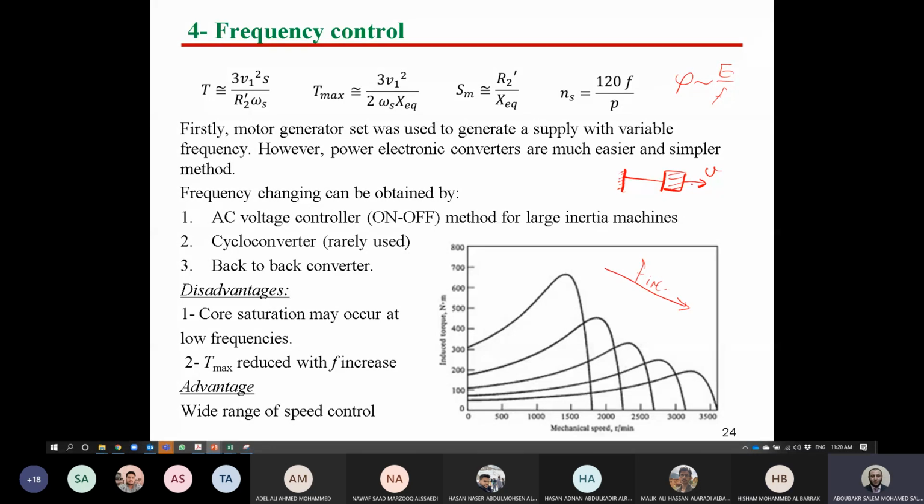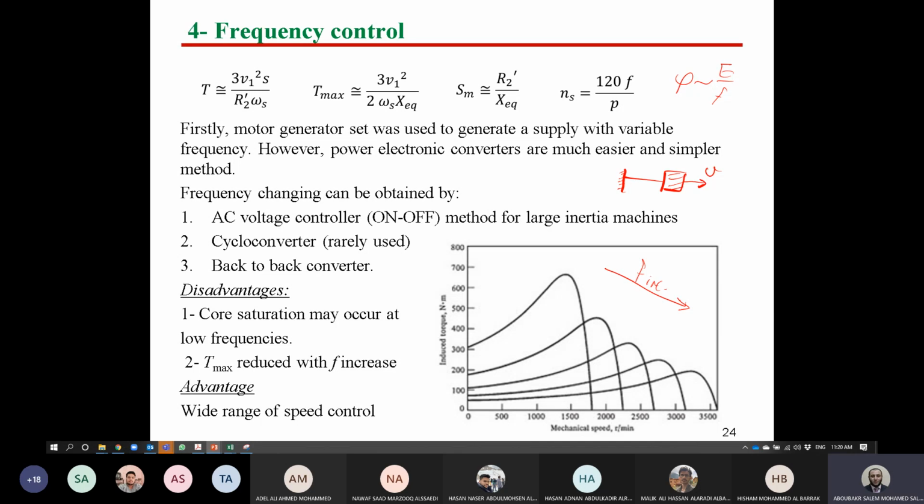Run away. It will run away. This is the same as flux and the motor speed. Flux is catching the rotor. If the flux became weak, the rotor will be over speed. Okay, this is physically what happens if you reduce the flux in the machine. So this is why we have a problem with field weakening.